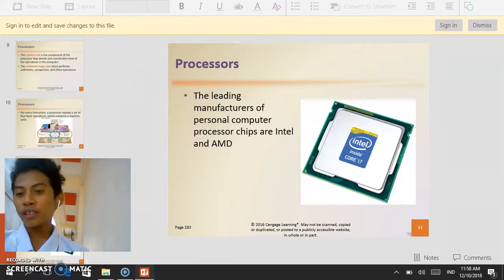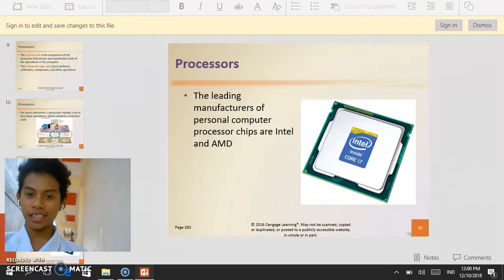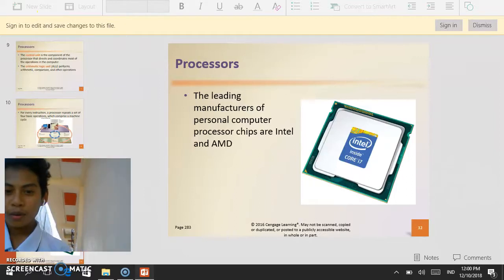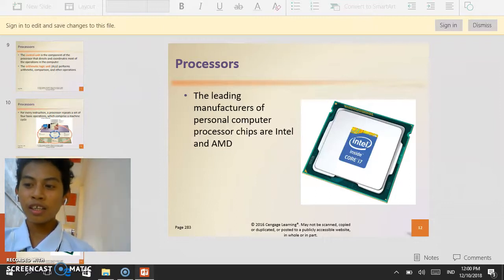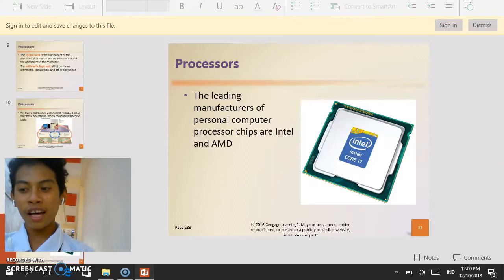The leading manufacturers of personal computer processor chips are Intel and AMD, or Advanced Micro Devices Incorporated. AMD is an American multinational semiconductor company based in Santa Clara, California, and Austin. While the Intel Corporation is an American multinational corporation and technology company headquartered in Santa Clara, California, in the Silicon Valley.